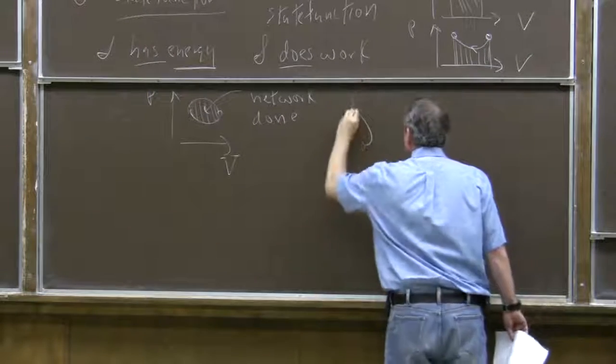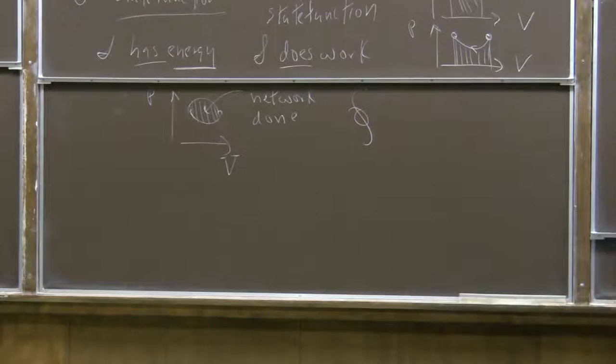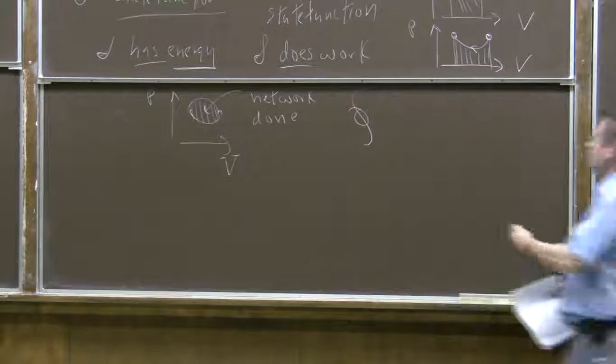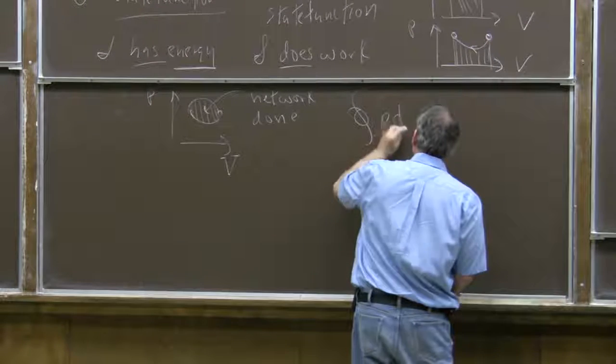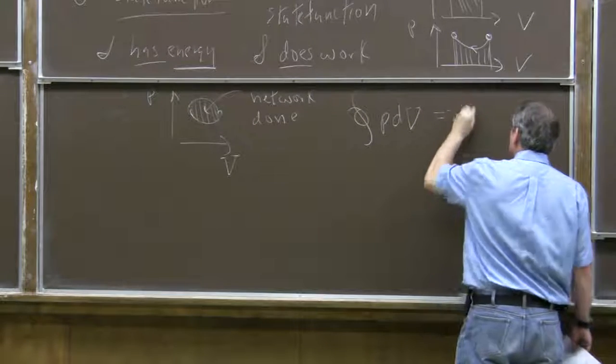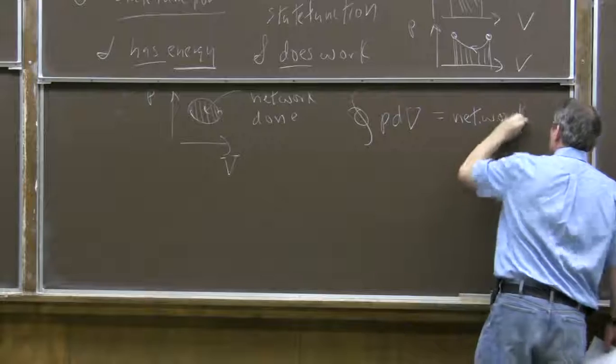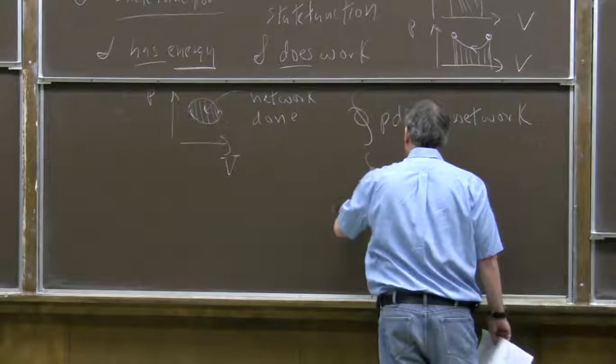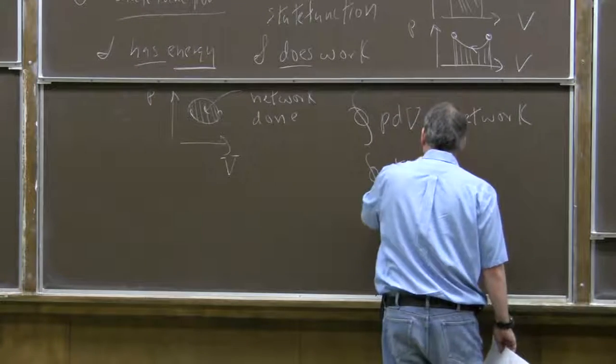And I can write it this way: an integral with a circle, meaning it's an integral over some closed cycle of p dV. That's equal to the net work. If you like, you can write it as the integral over this closed cycle of d̸W.